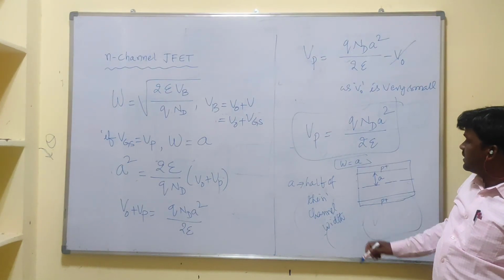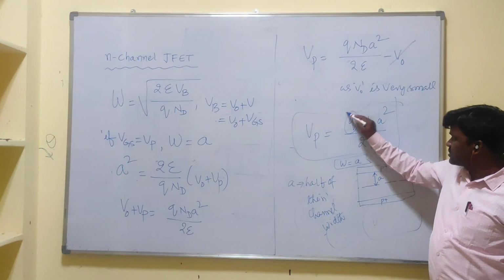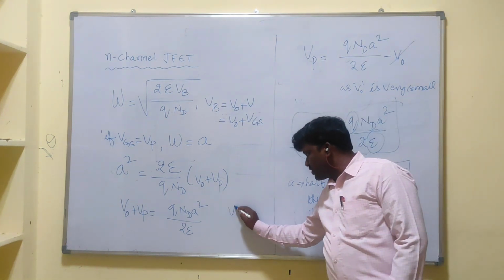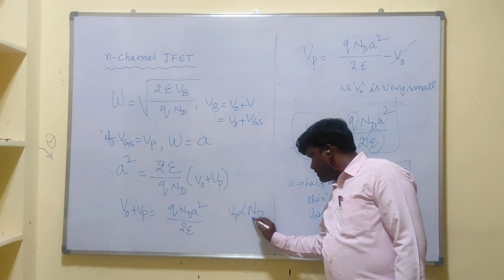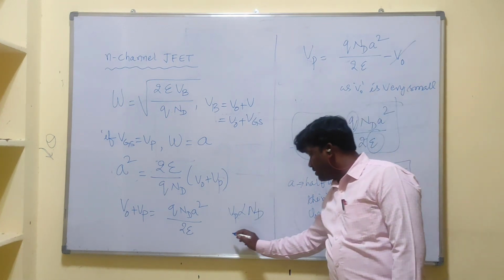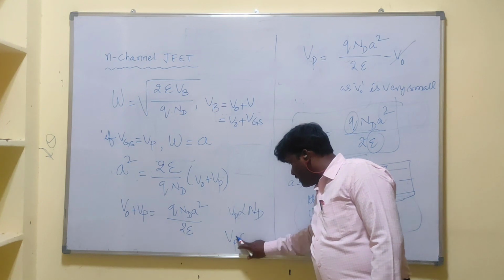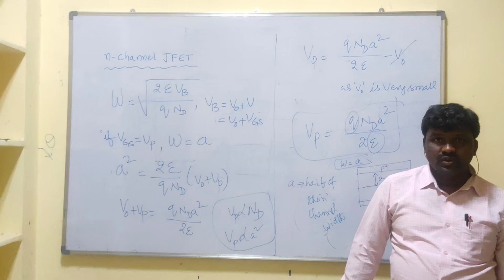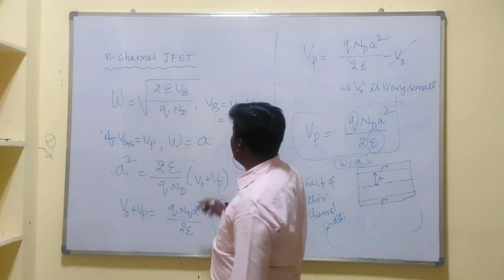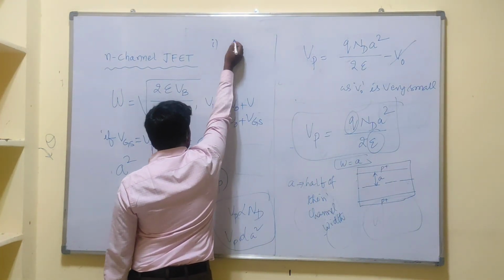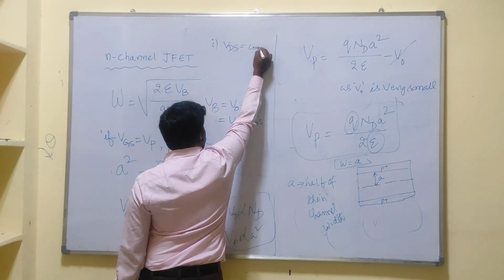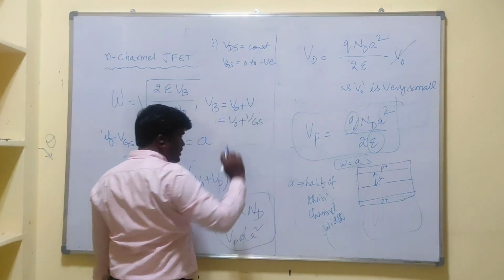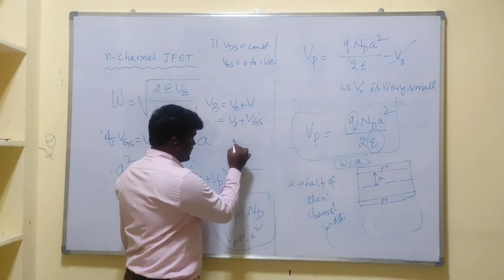That means here this VP depends on what? Q is constant, epsilon is constant. VP is directly proportional to the donor concentration, and also directly proportional to the square of the half of the channel width. So this is the case of what? If VDS is constant, we consider only case one: VDS is constant and VGS is varied from 0 to negative. Why 0 to negative? We will see in our N channel FET like this.